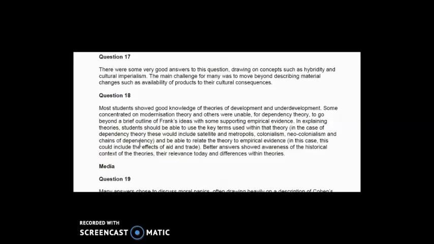So that is a clear signal and a clear shout out that they want your answers to be conceptually rich, conceptually detailed, using the correct terminology to explain whatever theory is being asked. And that might be something that you want to take on board when prepping for paper 2. Better answers showed the awareness of the historical context of these theories, their relevance today and differences within the theories, and this will add to the analysis part of the answer and get you some of those analysis marks.